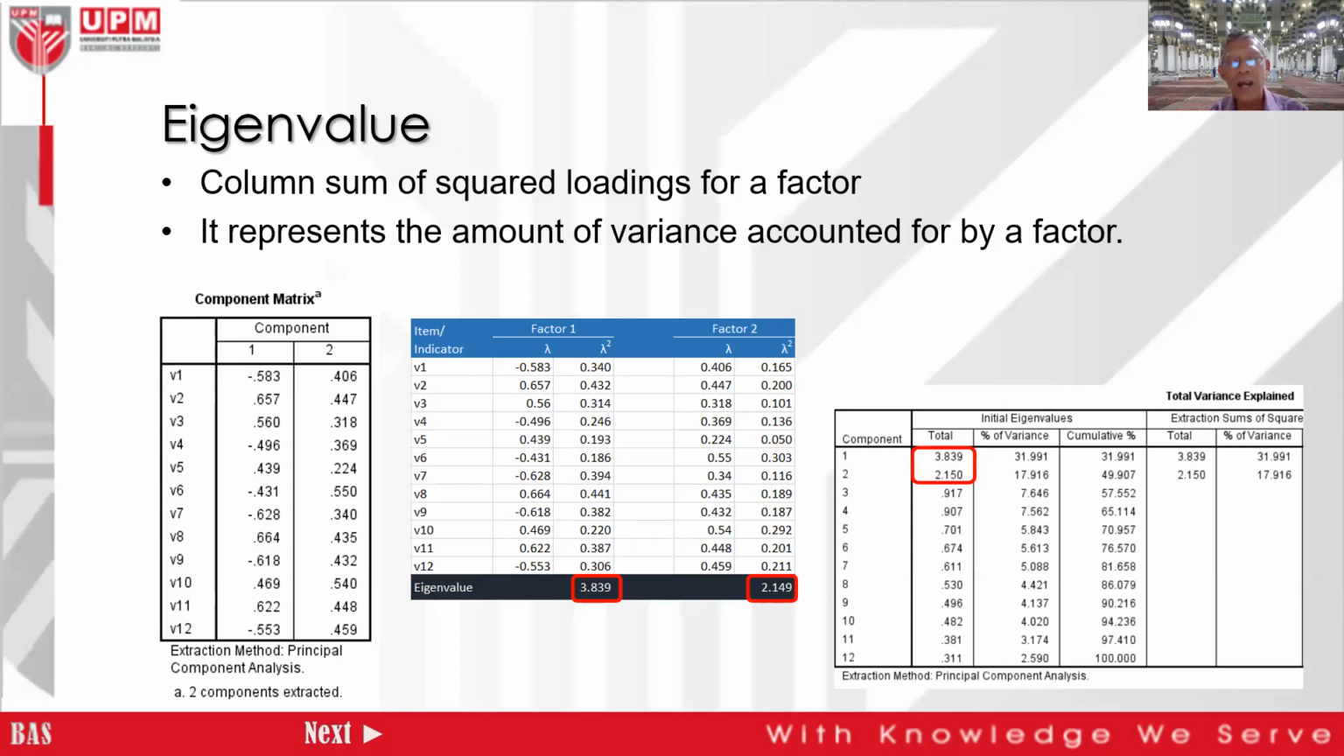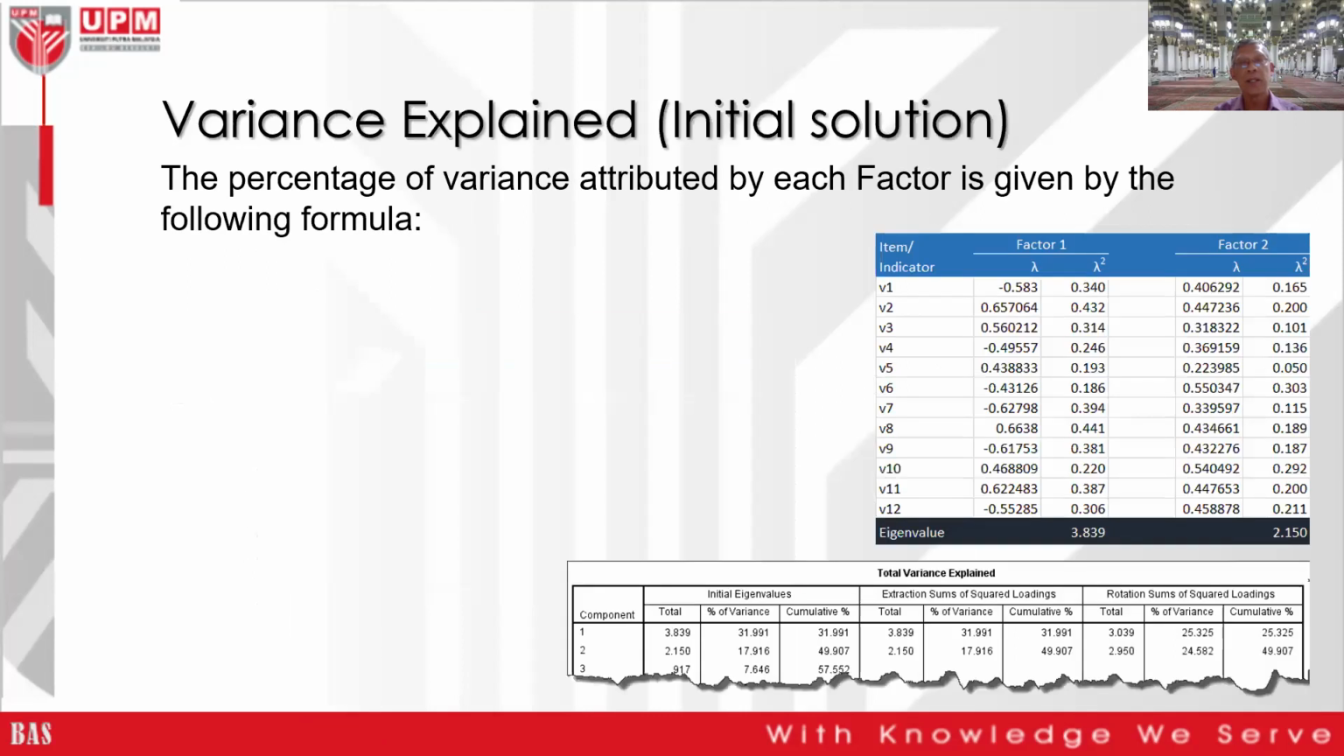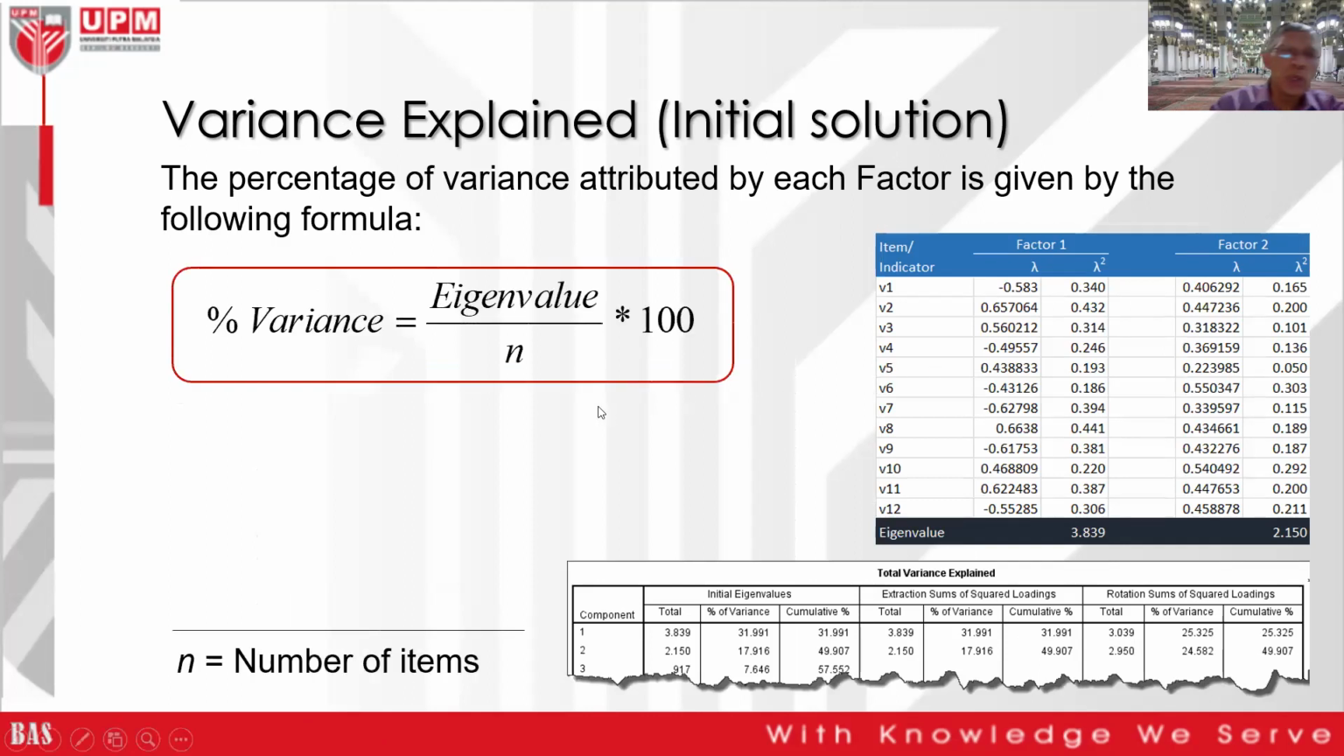Okay, so that is how we calculate the total percentage variance, as well as how to calculate the eigenvalue for each of the factors. Next, we want to calculate for each factor how many percent variance is explained. In order to calculate the percentage of variance explained by the individual factor, for the unrotated, the percentage variance for that factor equals eigenvalue divided by number of items, multiplied by 100.